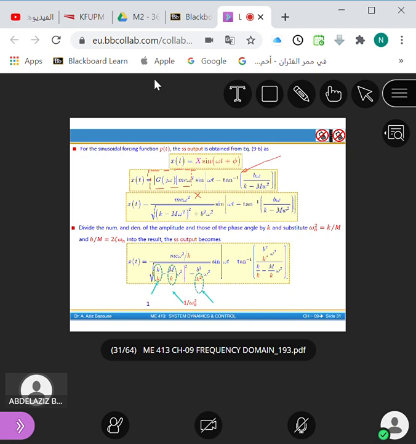as P. In fact, this is P, the amplitude of the input, and times G(jω). G(jω) is simply this term. This is G(jω). We wrote it last time, if you remember, in this form: 1 over the square root of K minus Mω², which is the real part, squared, plus the imaginary part squared, (Bω) squared. So this is the amplitude of the function. The amplitude of the function is this one, G(jω).